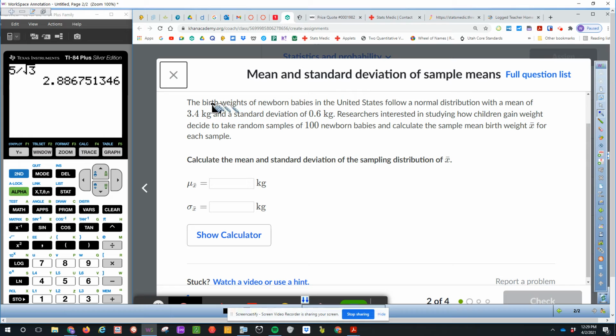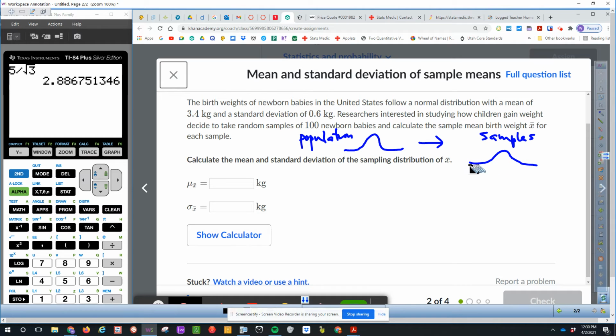Now, I think I have tried to explain. If your population is originally normal, it says that the birth weights of newborn babies in the United States follow a normal distribution. So your population is already normal. Now when you draw samples, your samples will also be normal. If you're drawing samples from a normal distribution, your samples would be normal.